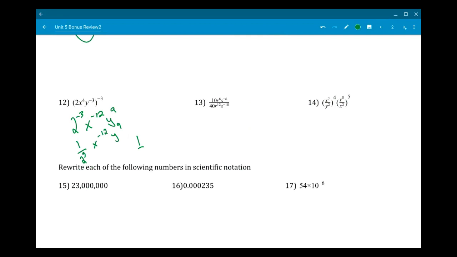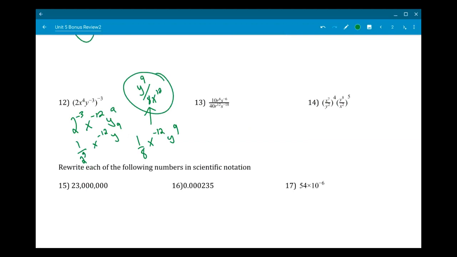So one option is just doing it with the 2's and writing 1/8 x to the negative 12th, y to the 9th. If you also did it with the x's and combined them into one fraction, you'd get y to the 9th over 8x to the 12th. Sorry for the weird fraction bar there. Okay, we would just do that. All right.